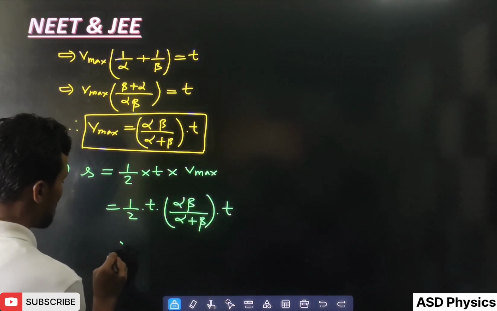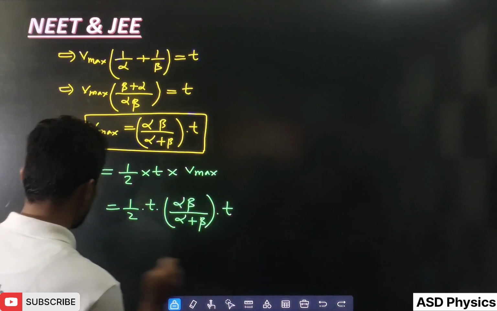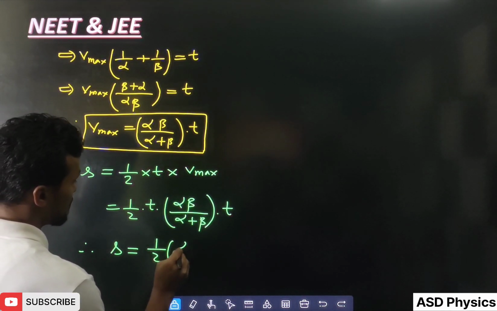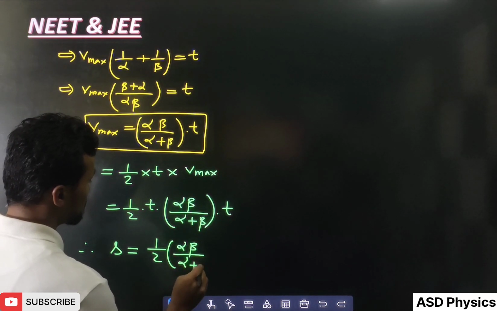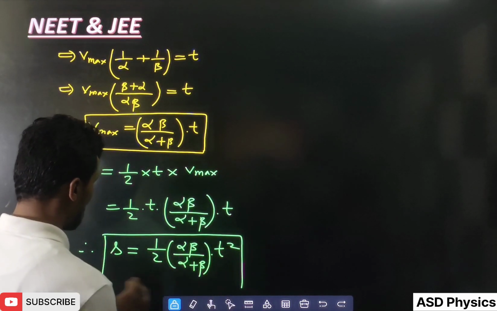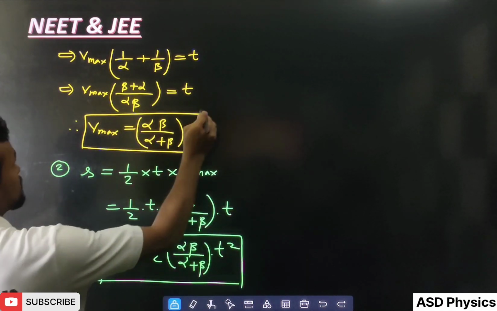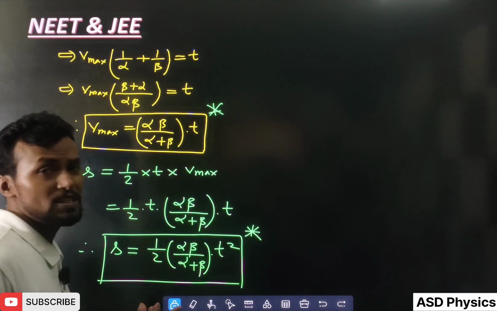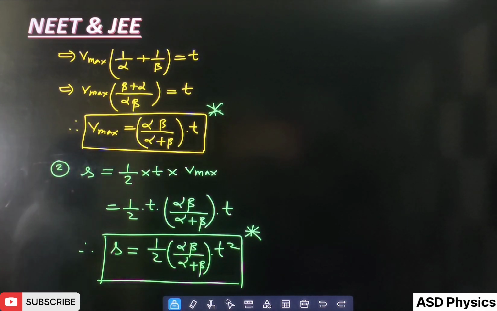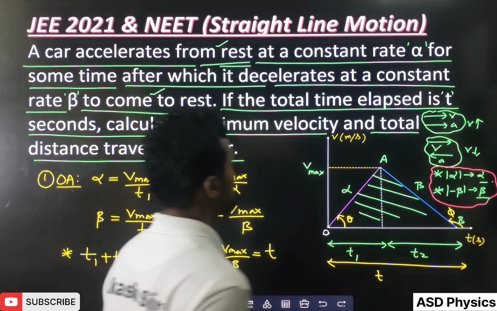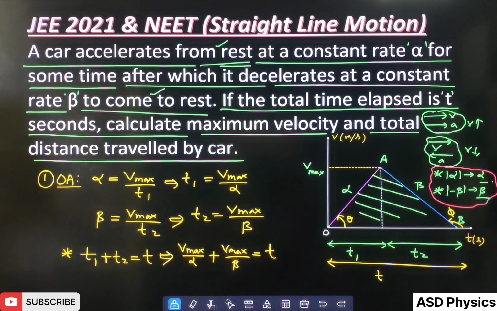So when I simplify this, S equals half alpha beta by alpha plus beta into T square. So this is the maximum velocity, and this is the distance, or we can even tell displacement also. Can you see very well? And remember, both these formulas can also be used directly in a question.